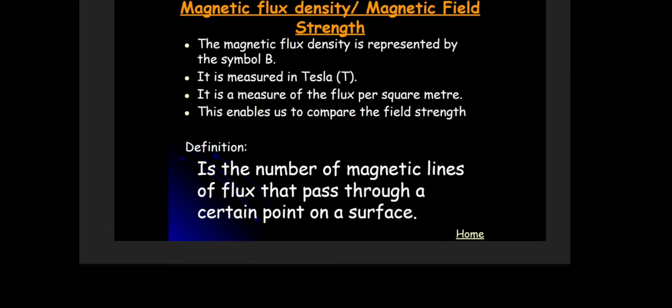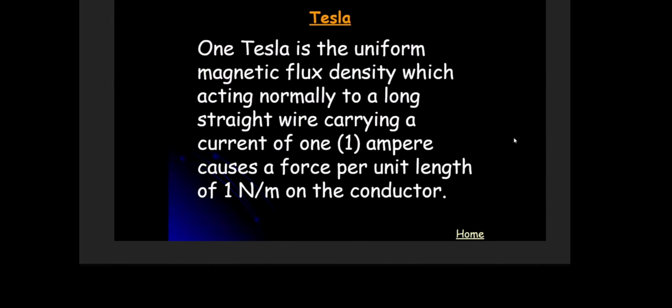So your syllabus also requires you to define what the Tesla is. The Tesla is the unit for the flux density, where 1 Tesla is the uniform magnetic flux density which acts normally to a long straight wire carrying a current of 1 ampere, causing a force per unit length of 1 Newton per meter on the conductor. This is a term that you need to know how to define because it's required by the syllabus.